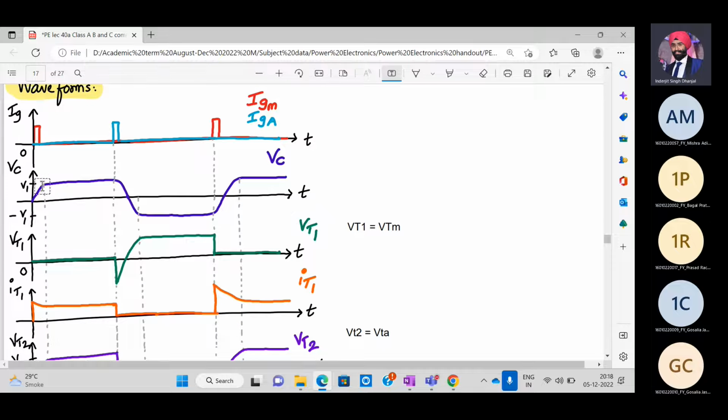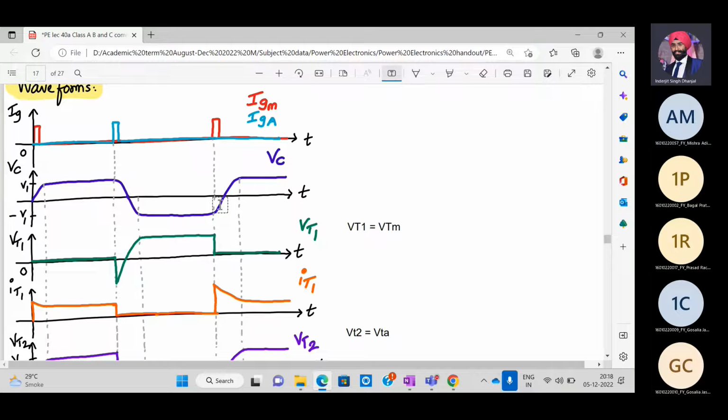All right. So this is the way, when the first SCR has been triggered, the capacitor voltage will be charging towards V1. It will hold that value until you get the trigger pulse for the auxiliary SCR. Now, when the auxiliary SCR turns on, the voltage changes from V1 to minus V1. That means your voltage across VT1 will be going to minus 2 V1. Okay, this will reach minus 2 V1, and then it will hold that value.